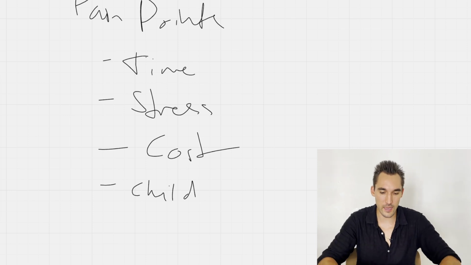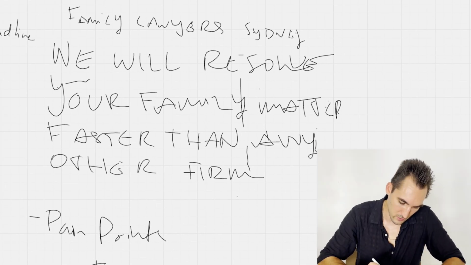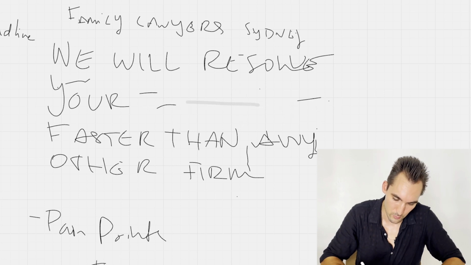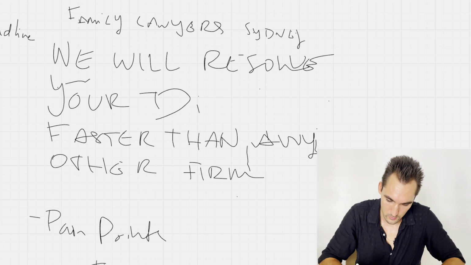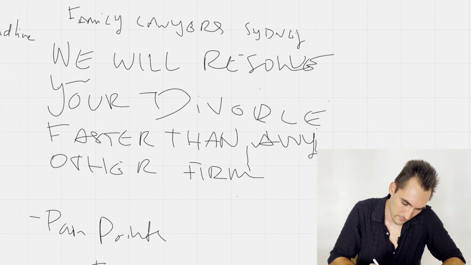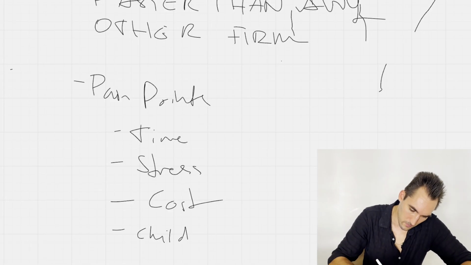Actually, I'm going to take a step back here and just say divorce. I'm going to say divorce here because I'm focusing specifically on divorce. Family is too broad here, but just for the purpose of this video, bear with me. So let's go with divorce. And you would want to have the same thing here up the top. You'd want to have divorce lawyers because we're going down that path. So you'd have divorce lawyer Sydney. Now we'll move down to the copy. So we'll put that here.